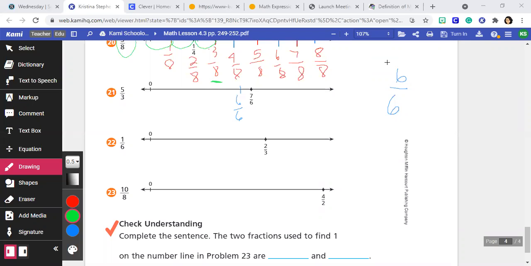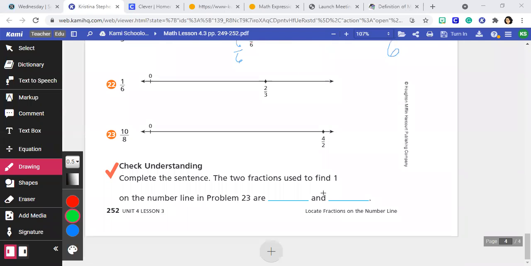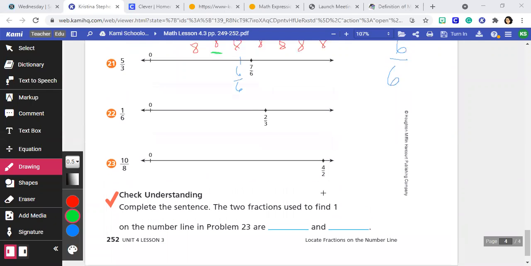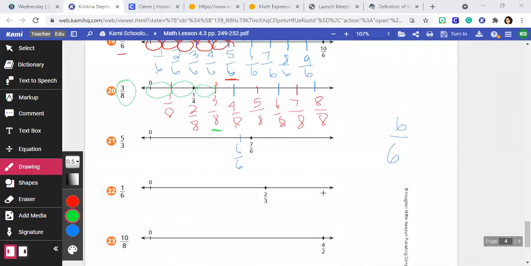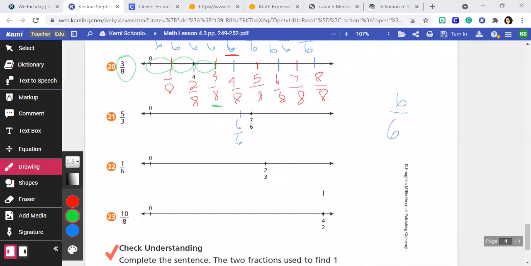Okay, this is a continuation of Unit 4, Lesson 3. I'm not sure what happened to the video, but where we left off was on number 21, and we could see that we wanted to find the target number of 5/3, but the information they're giving us is 7/6. And we know that 6/6 is equal to 1. And so I've estimated about where I believe 1 is at.